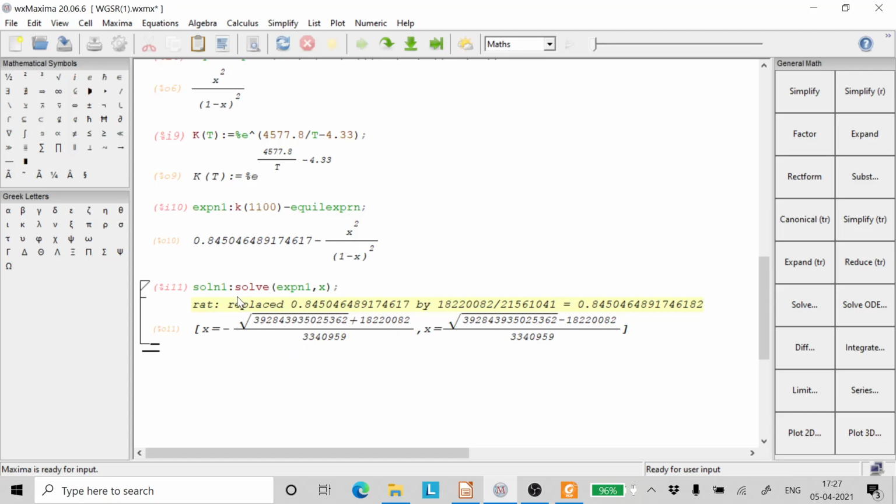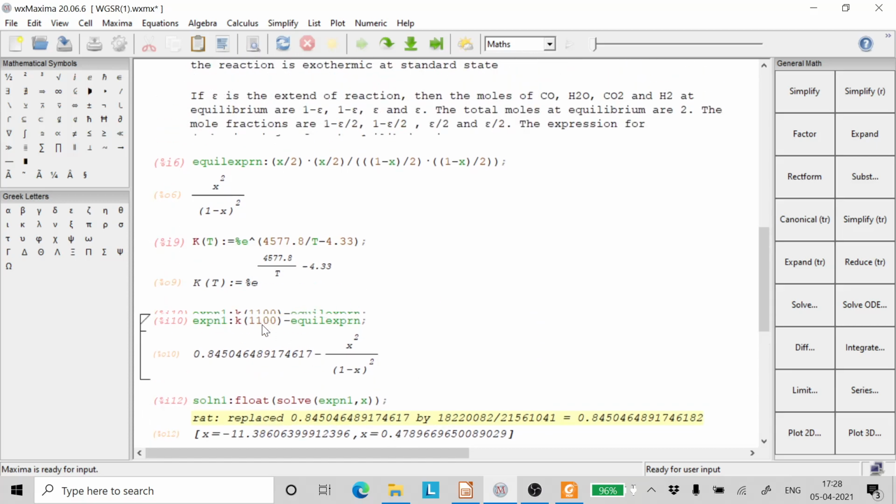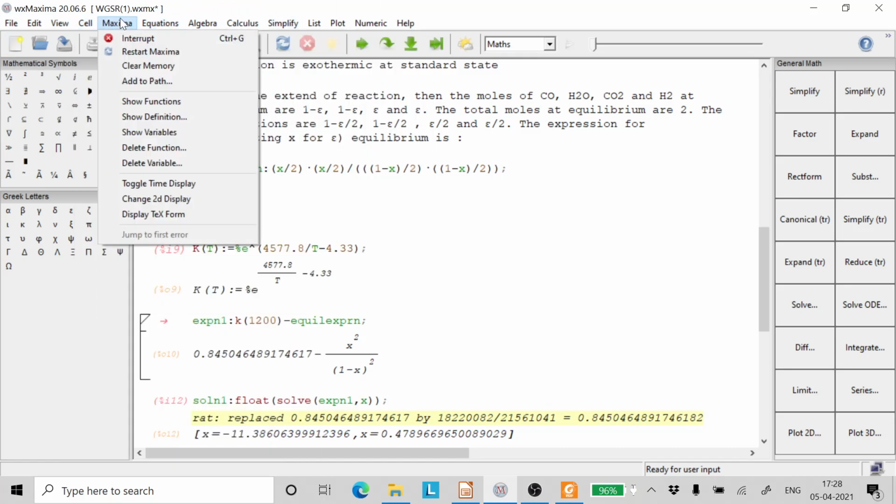Now, how do we get a numerical value for the analytical expression? Well, there are two ways for it. The first direct way would be to write float before solve and press enter. And there we have the values of x. So the value of x or the value of epsilon for 1100 degrees is 0.4789.